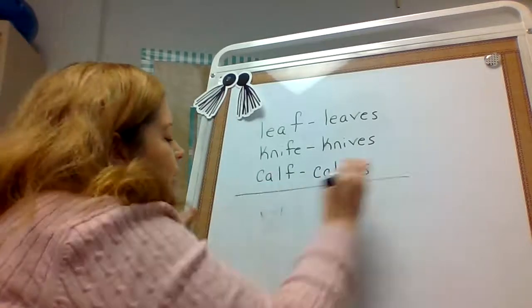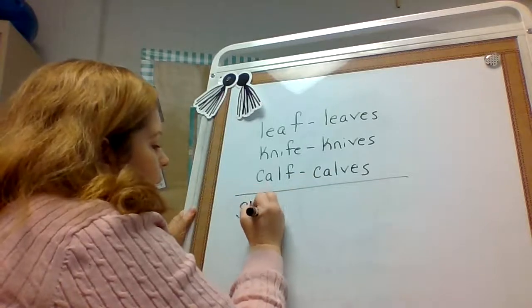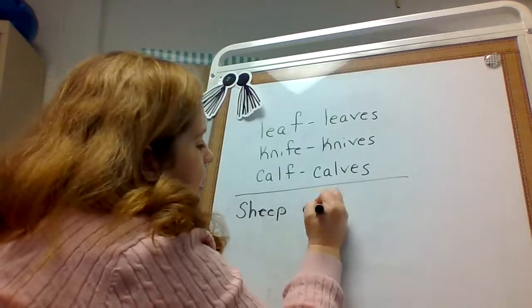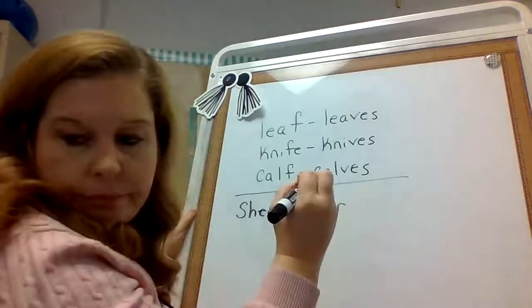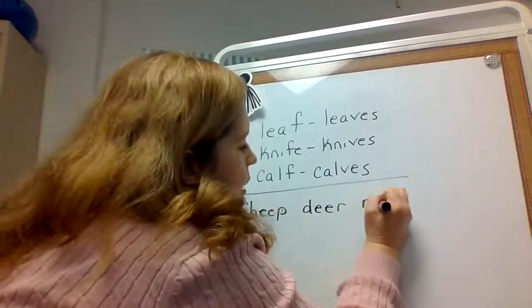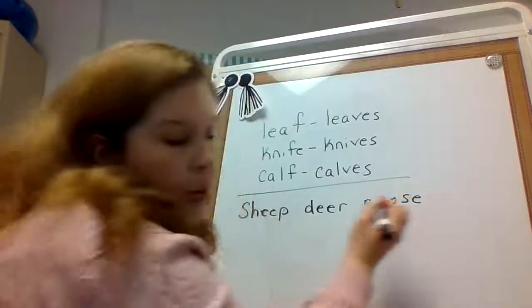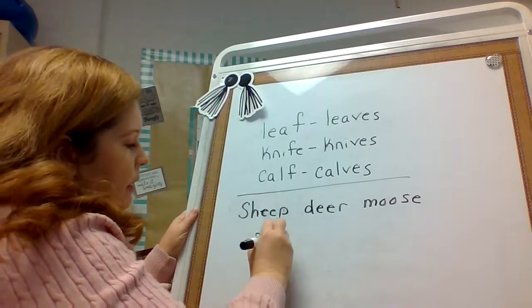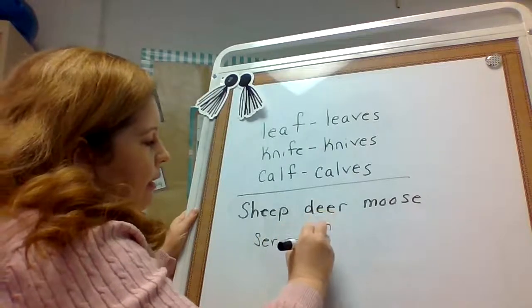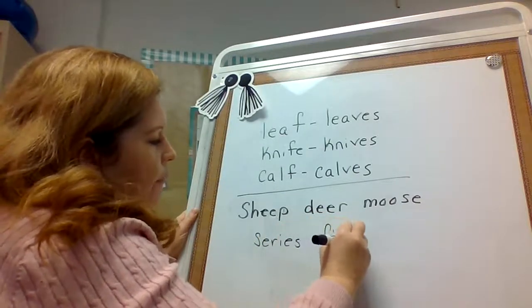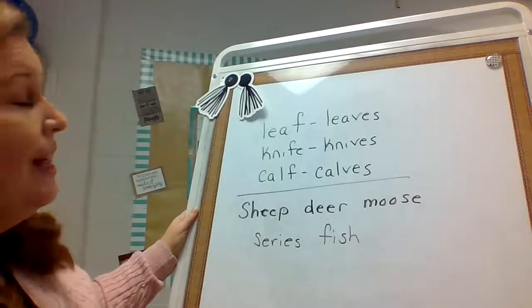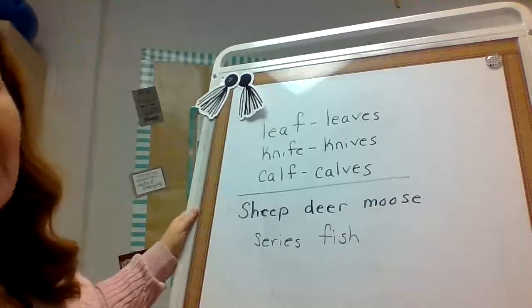And then there's some words, these are called very special irregular plural nouns, okay? Words like sheep, deer, moose, series, fish. Okay. These are special words because they are singular and plural as they're written.